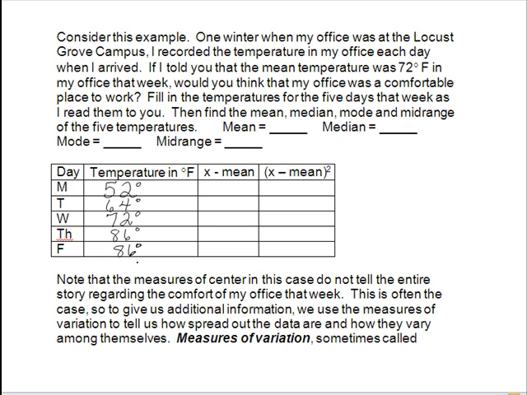So what I want you to do now is to pause the recording and double check to make sure the mean does actually come out to 72 degrees. Figure out the median, the mode, and the mid-range for these 5 values. So we can look at the other measures of center before we move on to talk about the measures of variation. So stop your recording now while you calculate or find the answers to the median, the mode, and the mid-range.